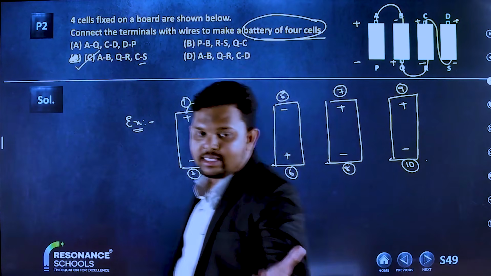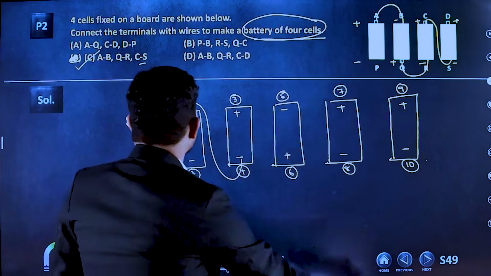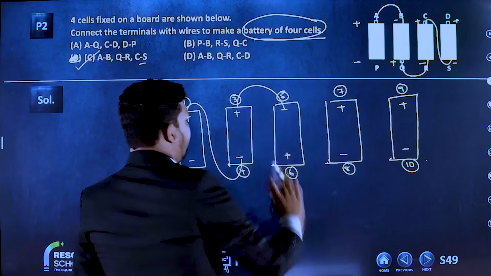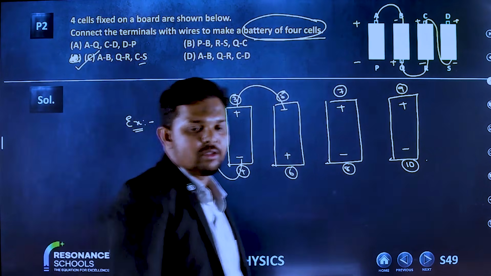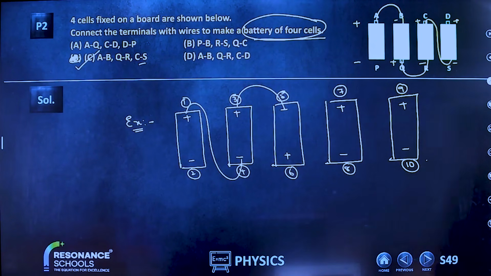Few answers I am able to see some students are saying wrong. That's why I am saying here. So you can see from positive to negative, 3, 5. How many students got this? Yes or no? 3, 5.